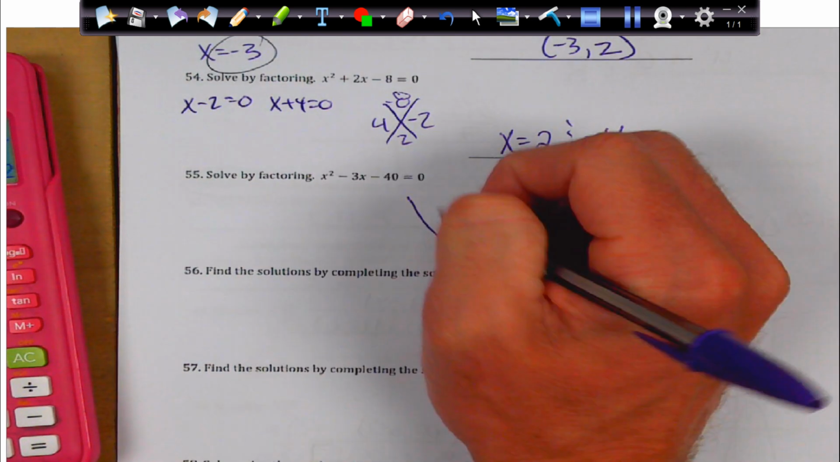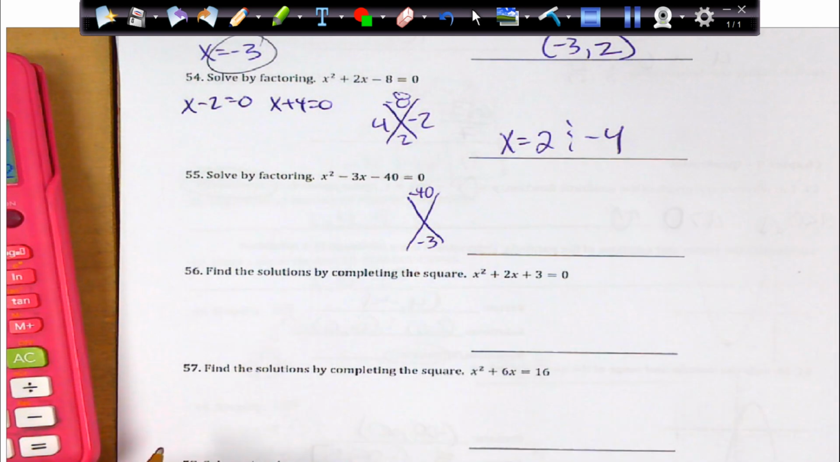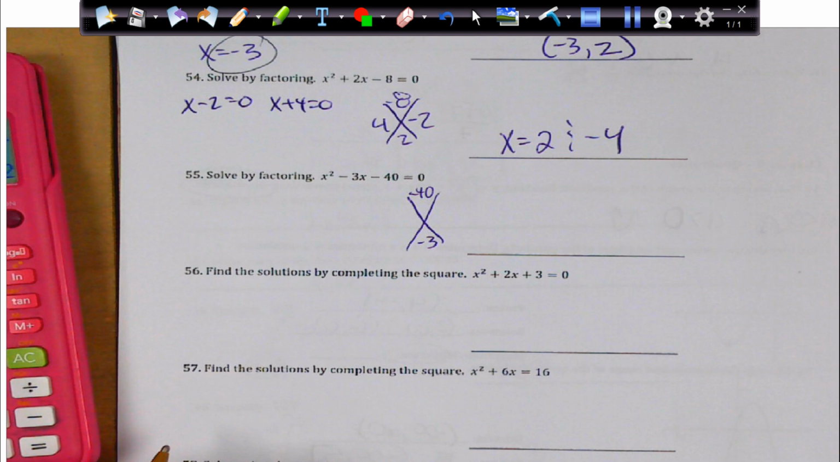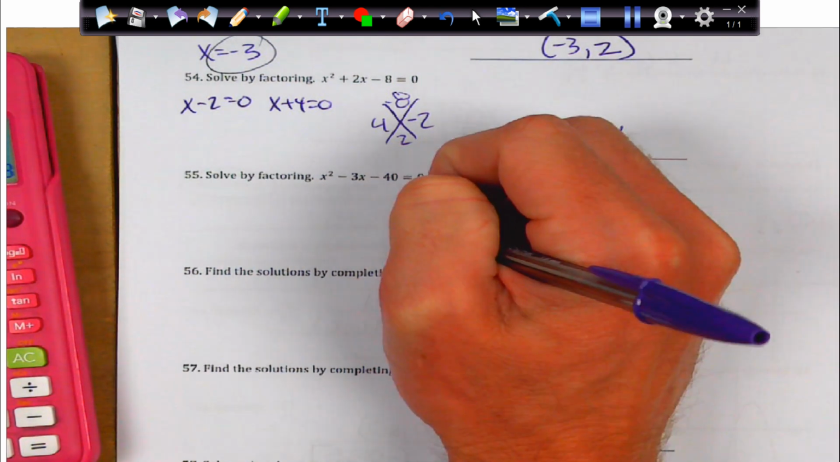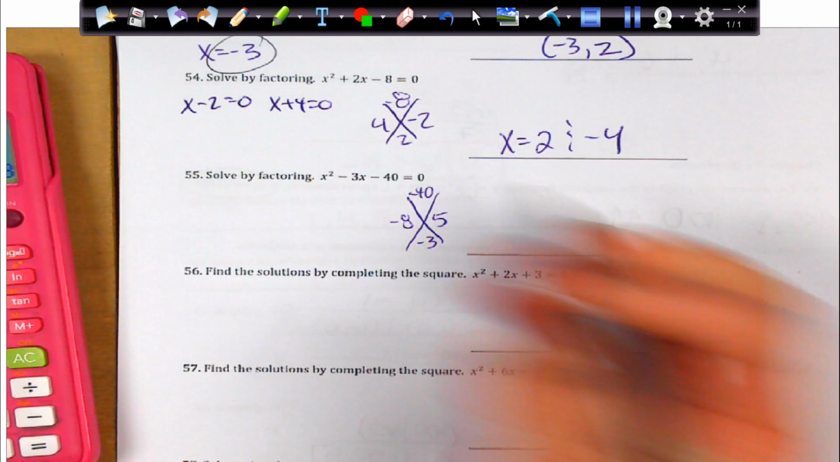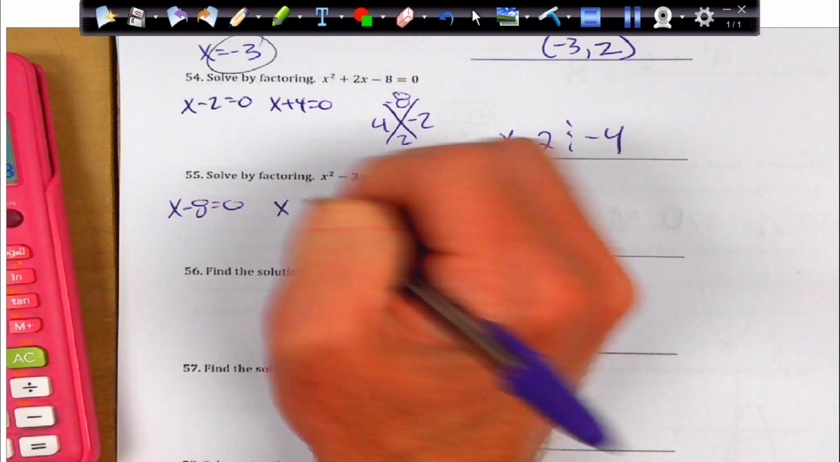Alright, next one, we get negative 40 and negative 3. So what multiplies to negative 40 but adds to negative 3? My first thought is 4 and 10, which will not work. Now I'm thinking maybe 5 and 8 would probably be the best one, so that's going to be negative 8, positive 5. So we're going to get x minus 8 equals 0 and x plus 5 equals 0.